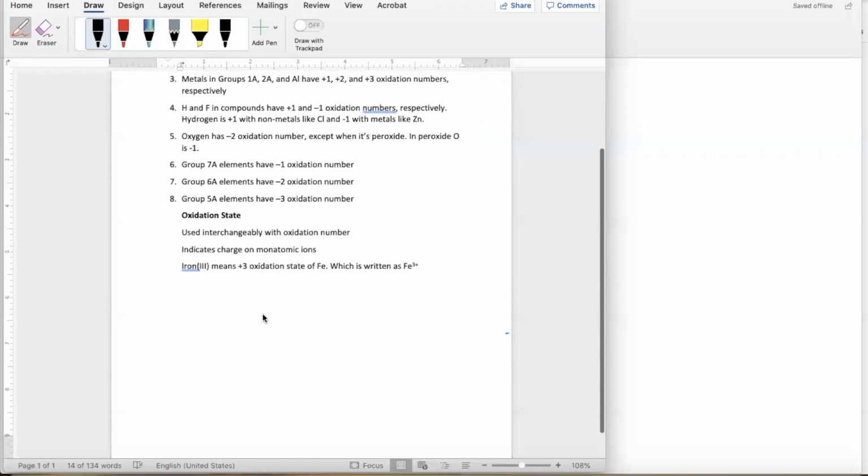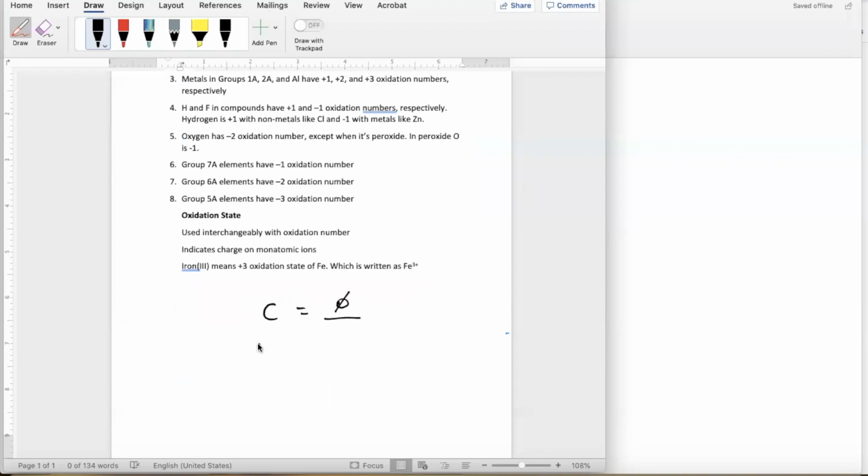If I ask you guys, what is the charge of this carbon? What is the oxidation state of carbon? This carbon, I'm not just saying any carbon. This carbon right here. What is the charge of this carbon? Do you see any charge here? No. So the answer is 0.